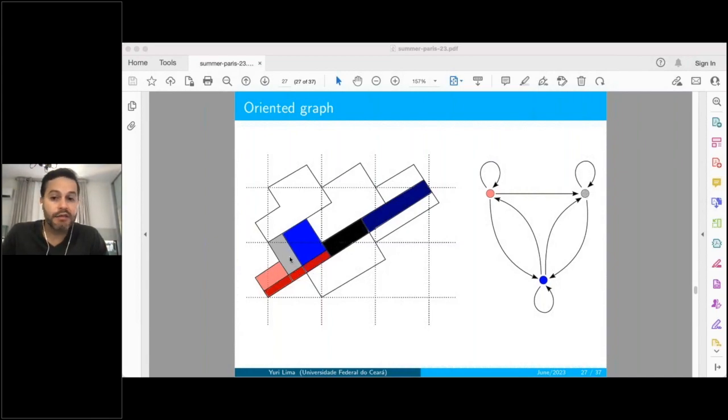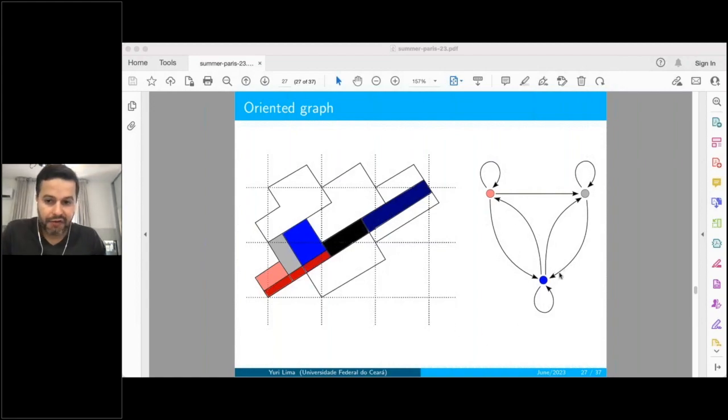There is also an edge from pink to gray, because since the image of the pink intersects the gray, this means that I have a point in pink whose image is in gray. So I can pass after one iteration from pink to gray. And there is also one edge from pink to blue, because the image of pink also intersects blue. So I can pass after one iteration from pink to blue.